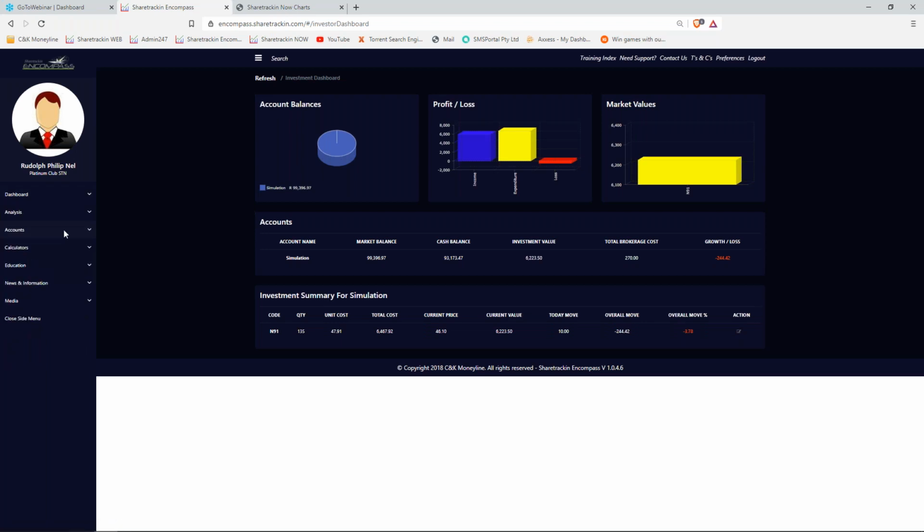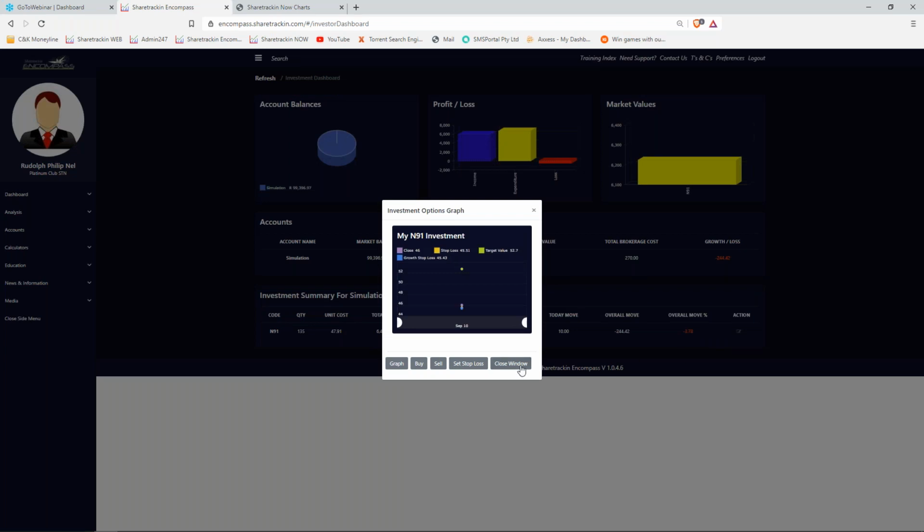Right, and you can go and read the price there. Okay, so now we need to set up an SMS notification for this share so that we know exactly when our stop loss is reached, when our target value is reached, or even our gross stop loss. So we're going to go to action, click on action, and then click on set stop loss.